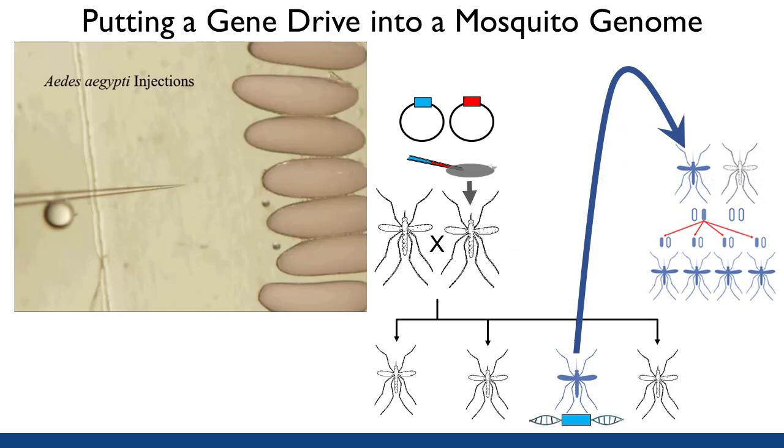Subsequent mating of that gene drive containing mosquito will then result in a line of mosquitoes with the gene drive, which can then be researched and evaluated. This process in mosquitoes, from injection to a transgenic line, will take a couple of months, if all goes well.